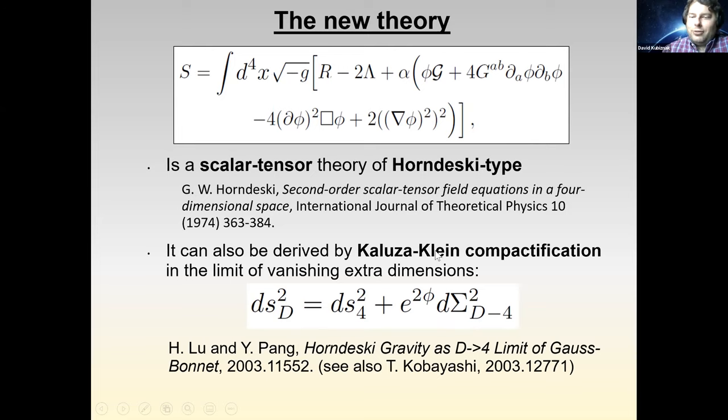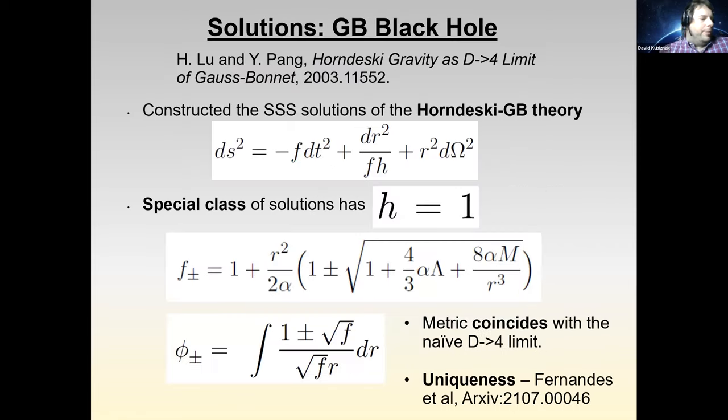But in the end, you write down the action for this, but then you take the limit D goes to four. So basically this is a Kaluza-Klein compactification where your compactified space has zero dimensions. Anyway, it leads to this theory over here. And it's still unclear why this gives rise to exactly the same theory through the conformal rescaling or through this thing here. Okay, so let's discuss some solutions of this theory.